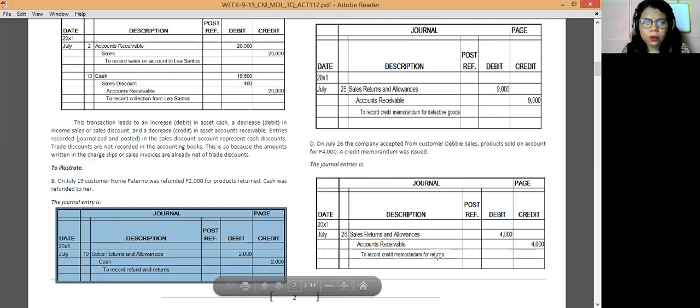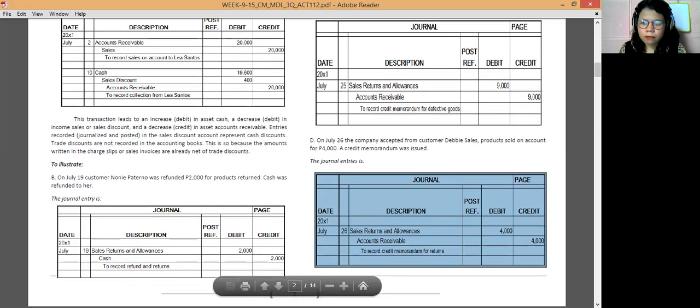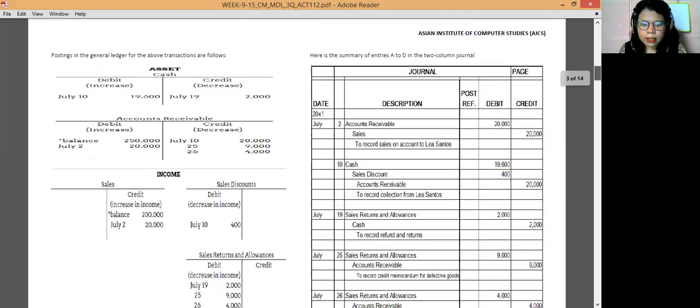Okay? So, ito po. Okay, so lagi niyong tatandaan ha. So pag meron kayong mga returns or refund, so ang account title po natin dyan is sales returns and allowances. Okay? So, yun po ang tamang account title. Okay? So, I hope naintindihan. So, move tayo. Next tayo.